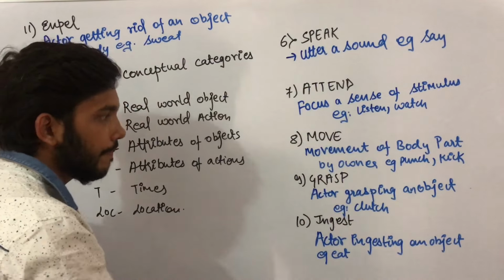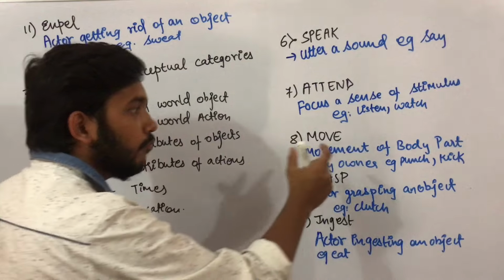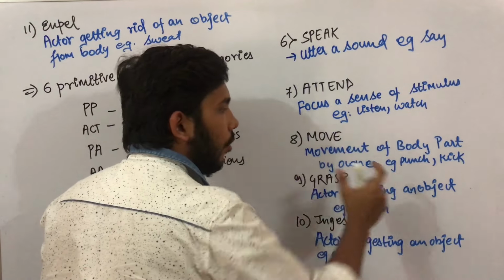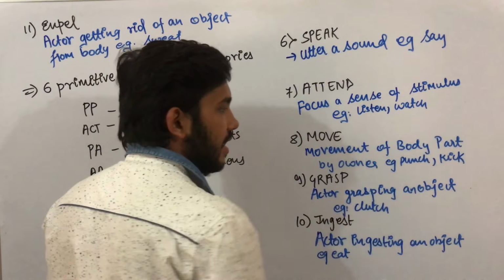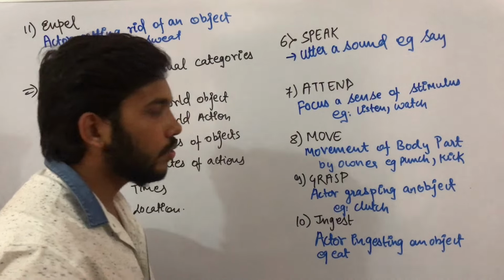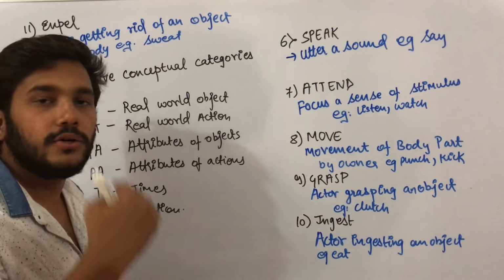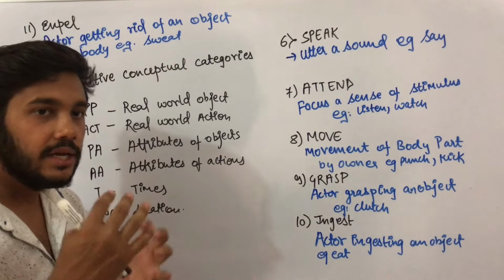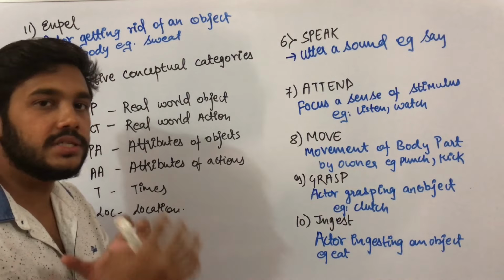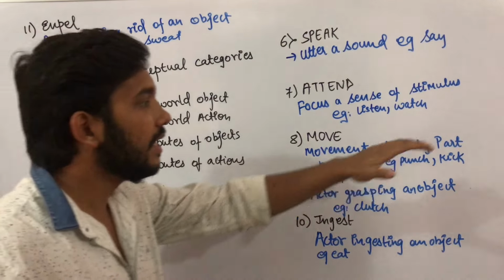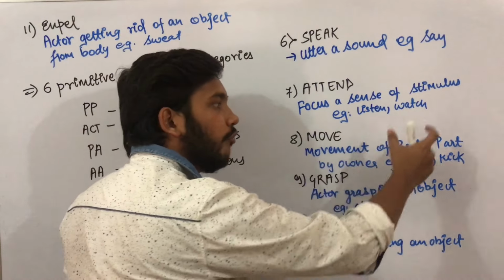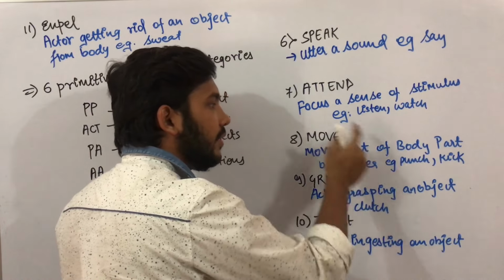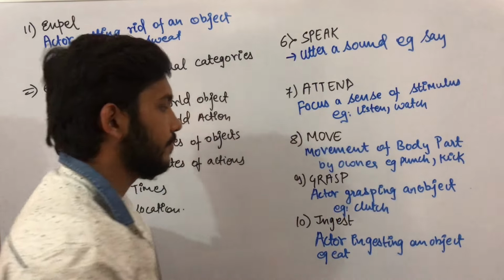Eighth is move, movement of a body part by its owner. Example, punch, kick. For example, Gaurav Chokse kicked Utkarsh Srivastav. So Gaurav moved his body part, his leg, and kicked Utkarsh Srivastav with it. Whenever there is a movement of a body part by its owner, we are going to use move.